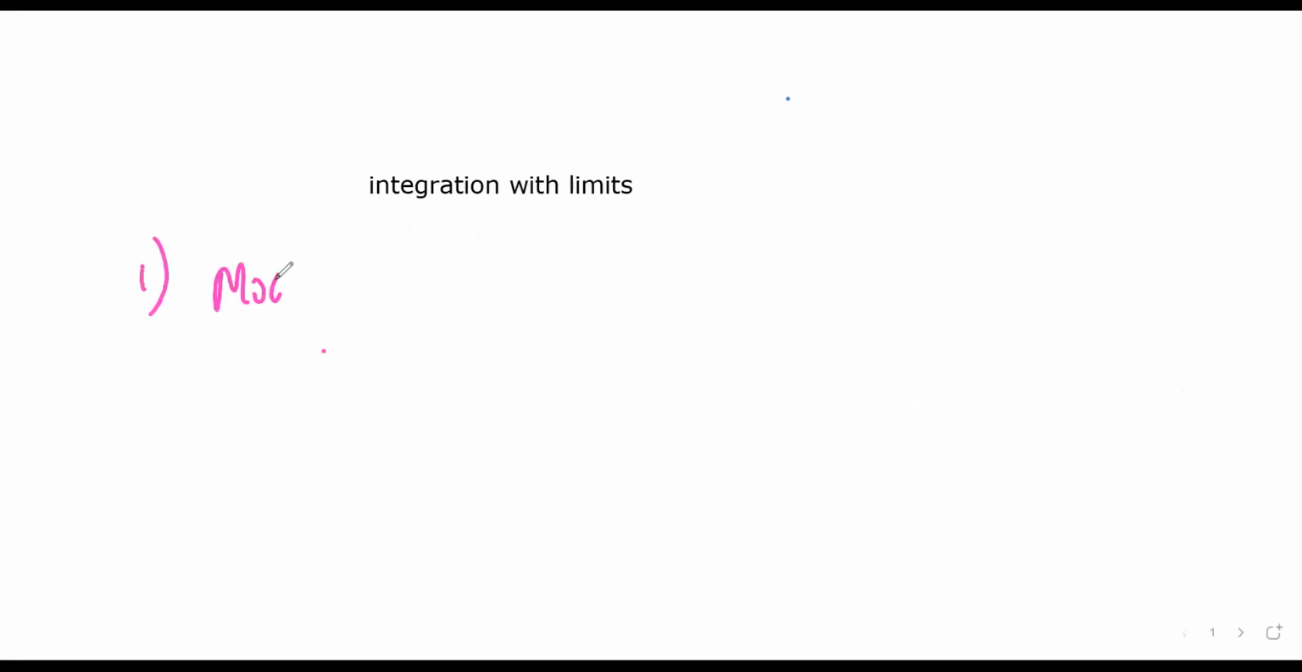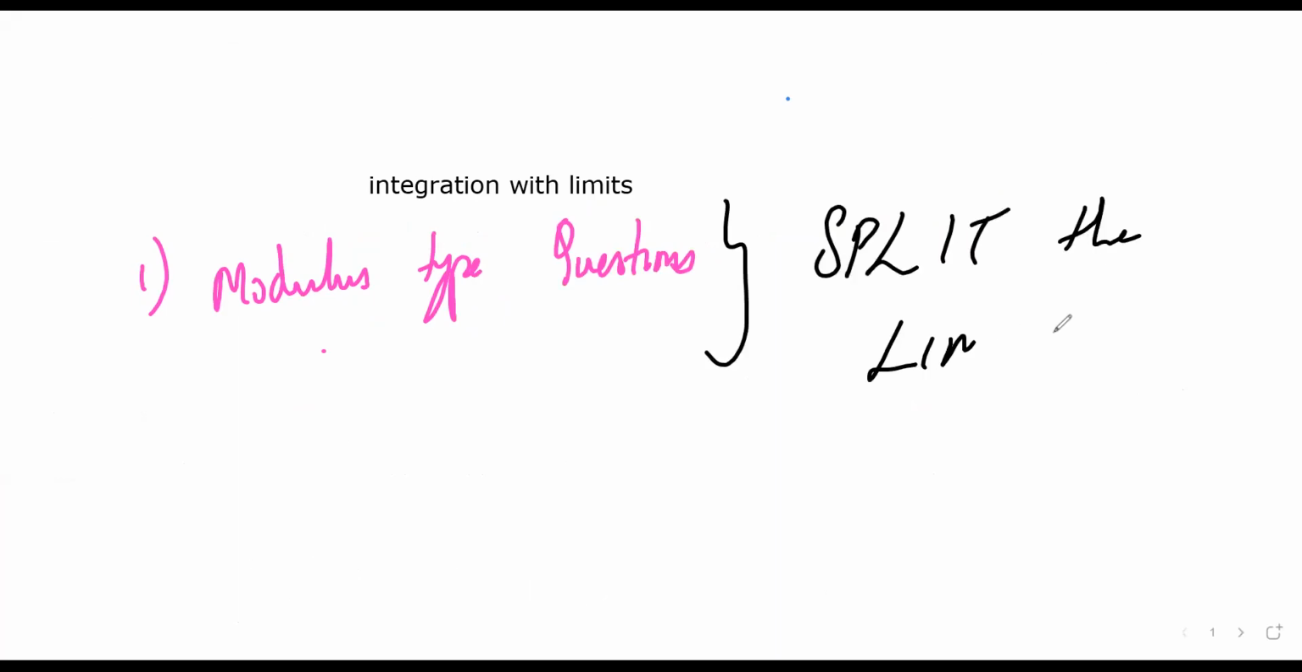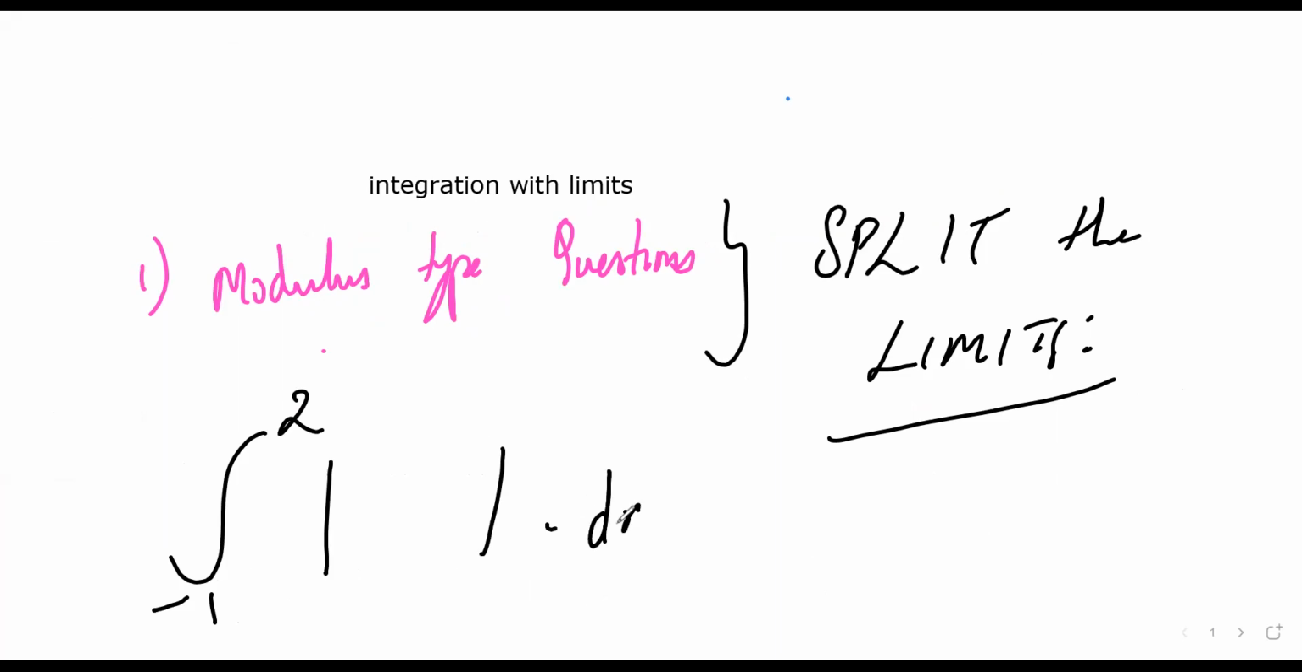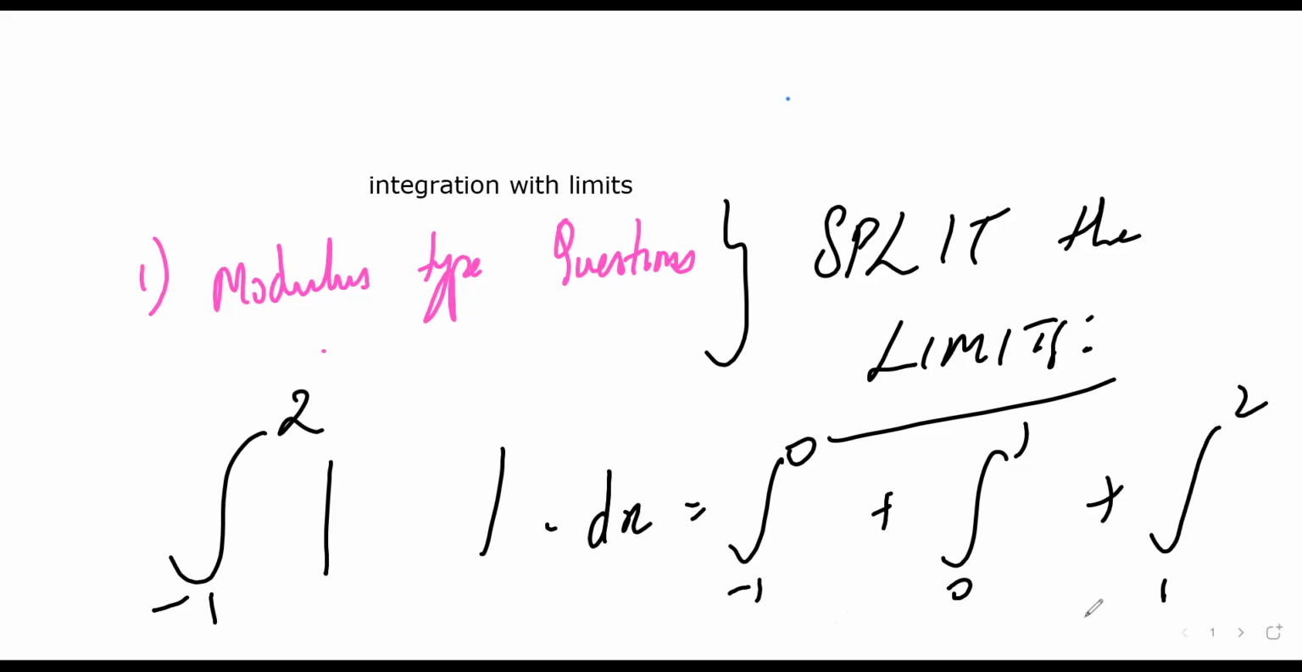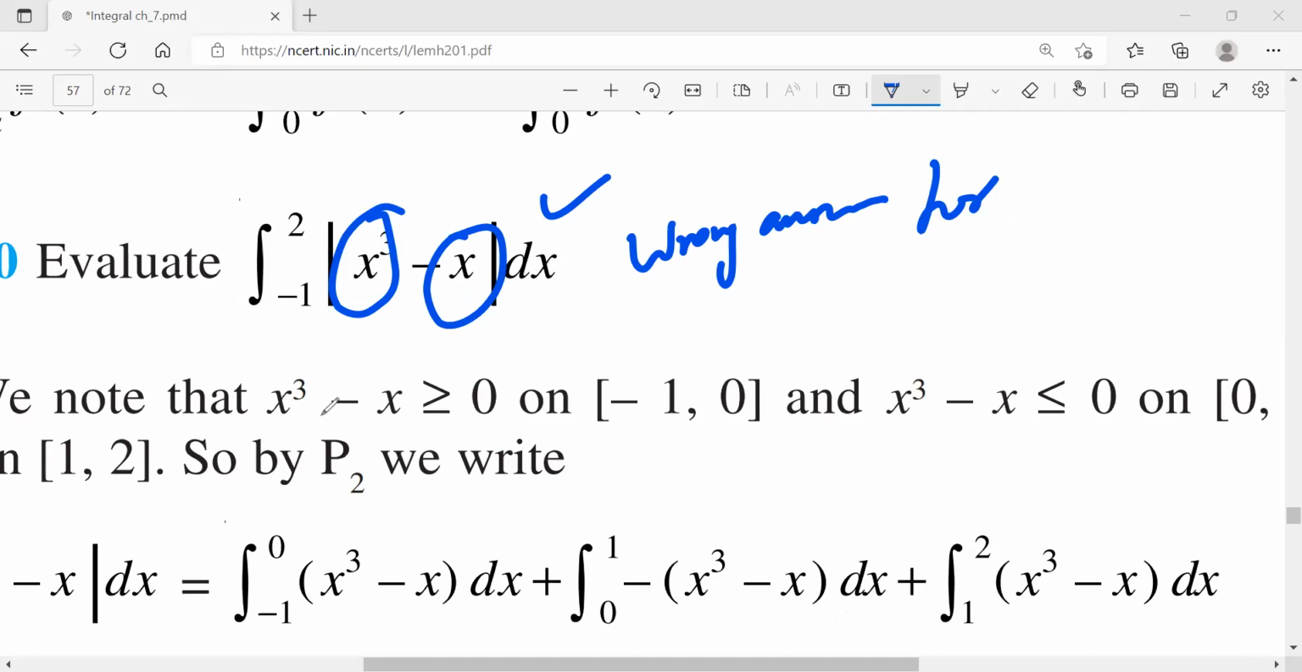First one, for the modulus type questions, we have to split the limits. Suppose the limit -1 to 2 is given and it is modulus. So how do you split it? -1 to 0 and the modulus whatever is there here, plus 0 to 1, plus 1 to 2. Only if you do this splitting, then you will get the correct answer. If you directly do with the modulus, if I integrate, we won't get the correct answer. Clear to everyone? So we won't be getting the correct answer for the modulus type questions in this.